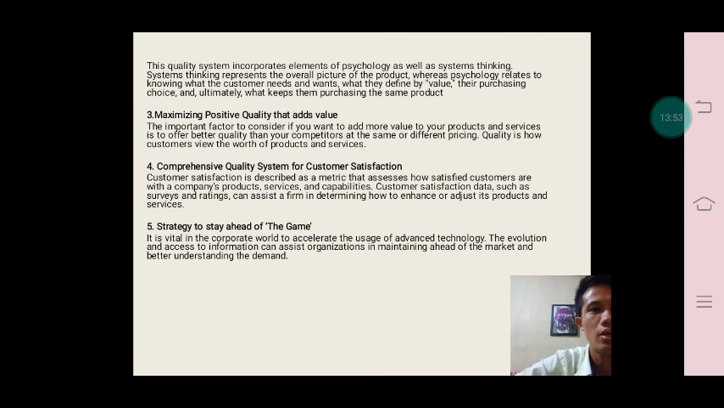So next, the evolution and access to information can assist organizations to maintain ahead of the market and better understand the demand.